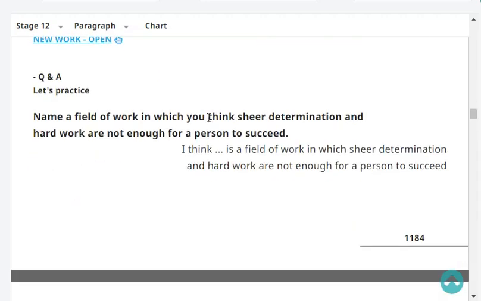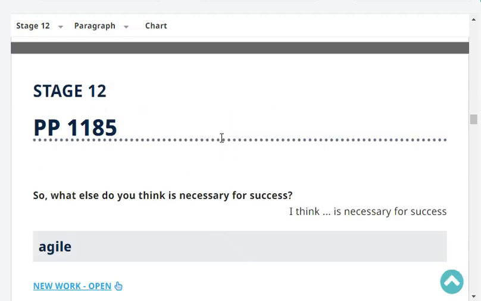Name a field of work in which you think sheer determination and hard work are not enough for a person to succeed. I think surgeon is a field of work in which sheer determination and hard work are not enough for a person to succeed. Very good.